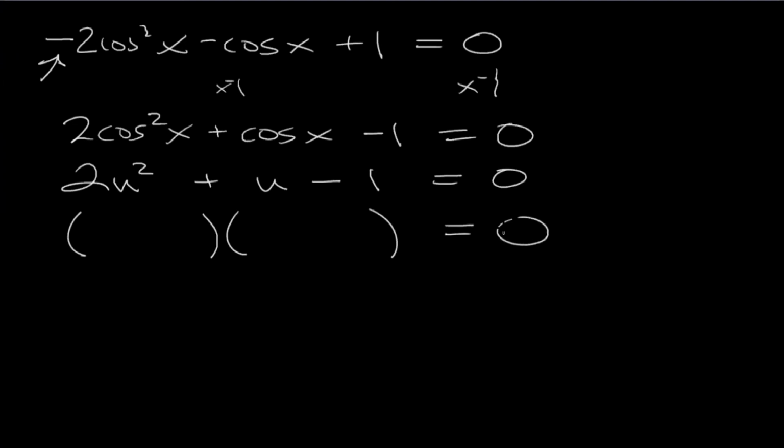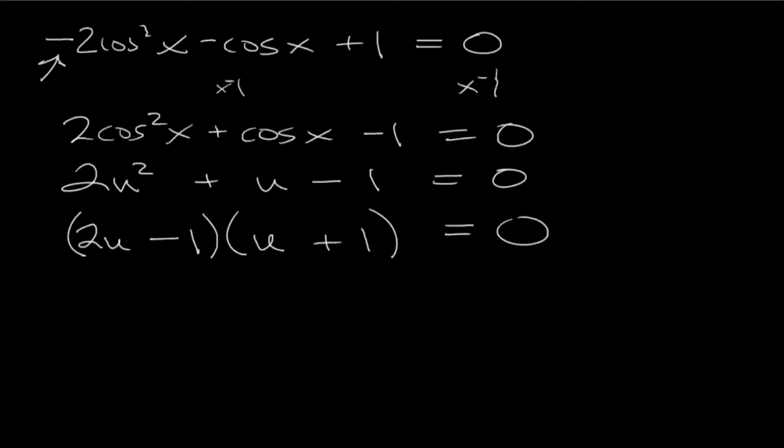So this is a common strategy with trig equations. Try to break it apart instead of equal to 0. And I'd have 2u and u. That's a positive, so it's going to be +1 and -1. Are you guys okay with that?